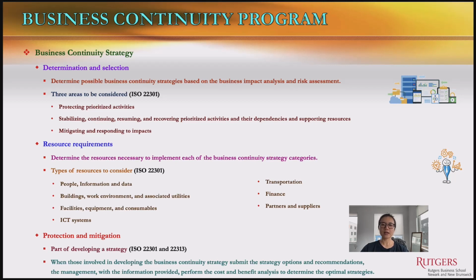And the second category is resource requirements. The purpose of this category is to determine the resources necessary to implement each of the business continuity strategy categories. The ISO lists the following types of resources to be considered, and they're listed here on this slide. And the last category is protection and mitigation. According to the ISO, it is referred to as part of developing a strategy. This category is best viewed as a climax of developing a strategy.